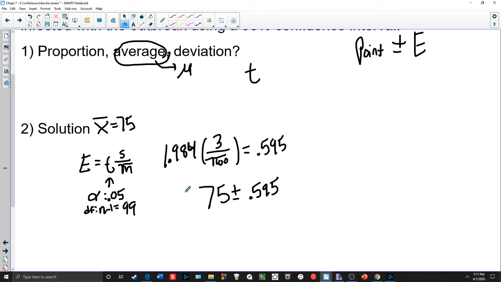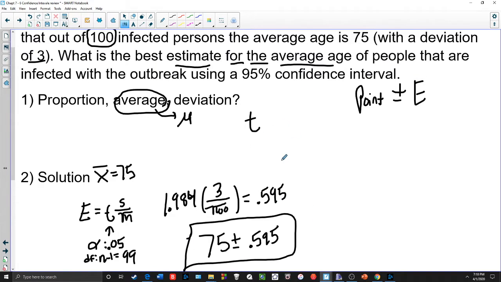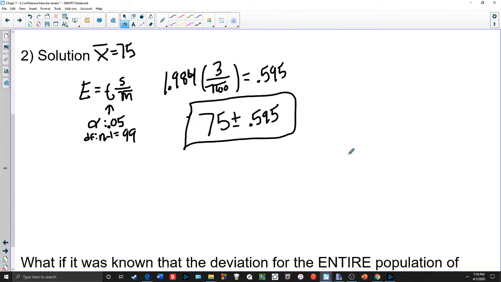So again, this infection here seems to favor everybody that's around 75 years of age because we have a pretty low margin of error, even for a 95% confidence interval. So it's an infection that pretty consistently targets the same average age there, around 75.